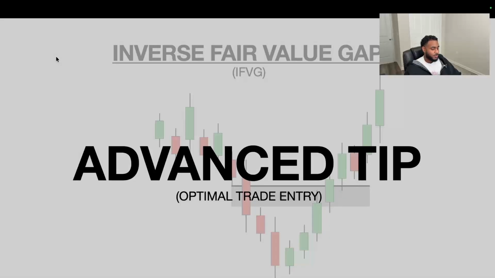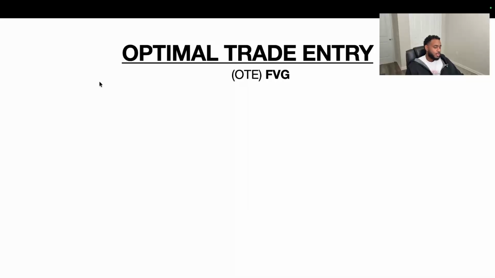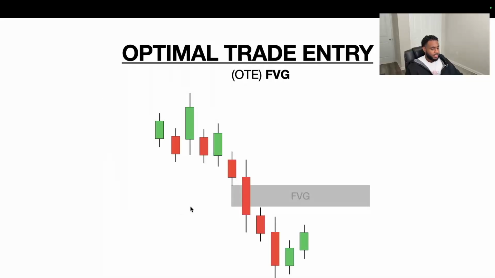So once we understand fair value gaps and inverse fair value gaps, we can get a little more advanced: optimal trade entries, or OTE. The OTE of a fair value gap is going to be the middle point of the rectangle that we draw. TradingView actually has a tool: when you go to the settings of the gap, you can turn on the middle line, and it'll look something like that. This is going to be the most optimal entry, right? The OTE of the fair value gap where you can make the most amount of money.